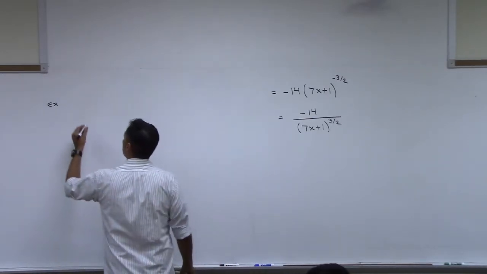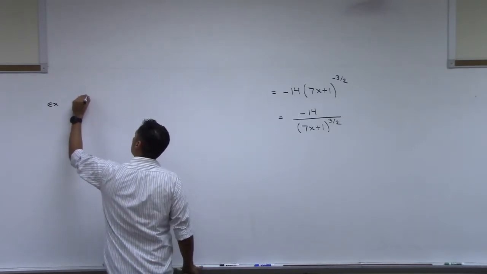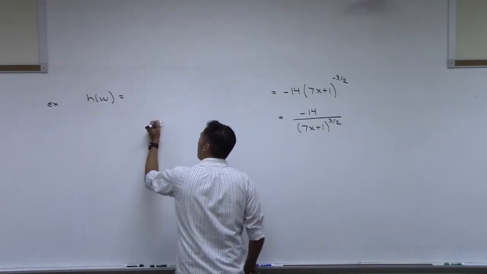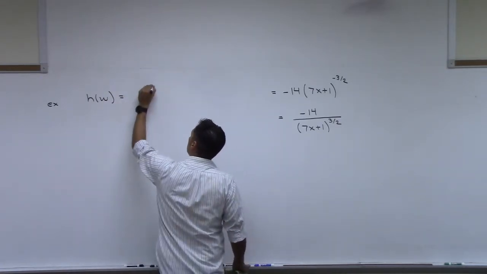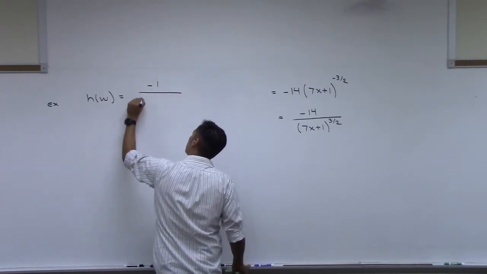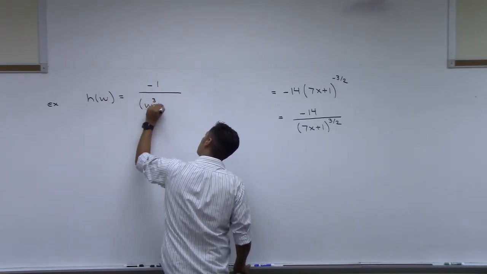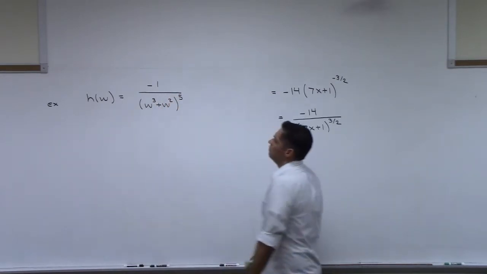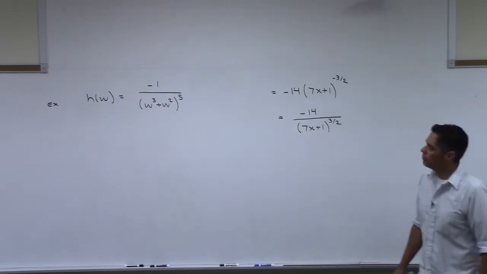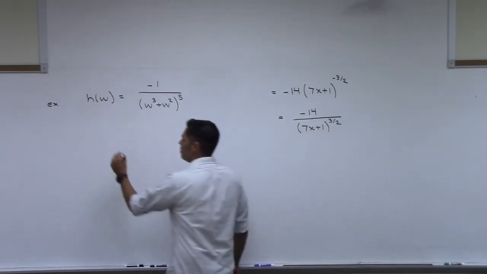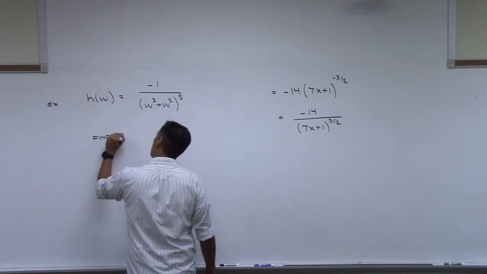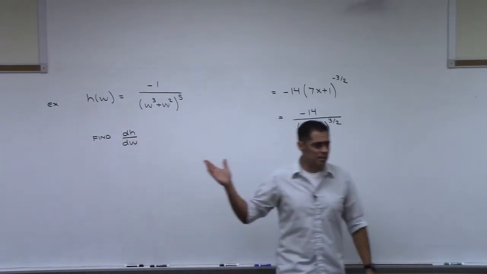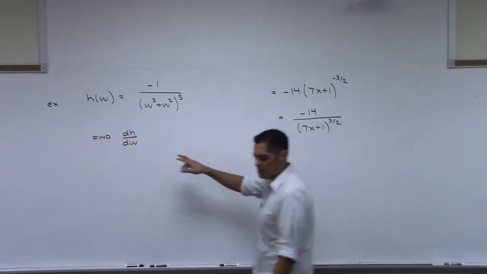How about if we do h of w equals -1 over w cubed plus w squared to the 5th power. And I want us to find dh dw. So I'm using some of that other notation from last class. This was the Leibniz notation.